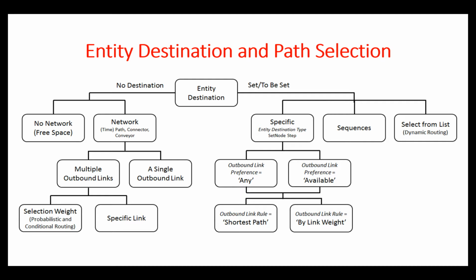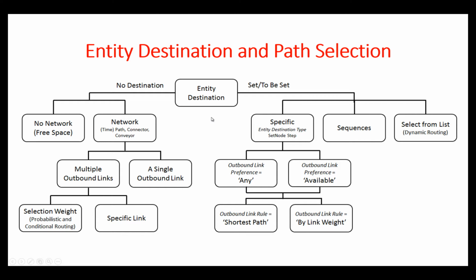So here's a flowchart of the specific topics that we cover in this module. In the first two videos of the module, we covered basic concepts related to entity routing. So we talked about basic and transfer nodes and their properties and how they can be used to specify a destination node for the entities or to select an outbound link for the entities to take.